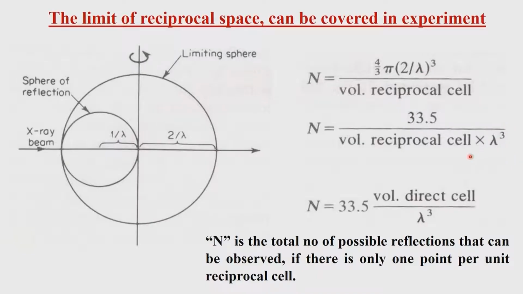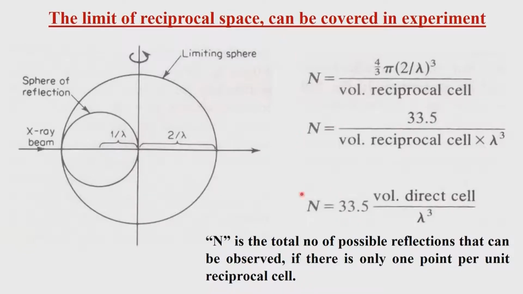So, then we can also rewrite this expression in terms of the direct cell, because we can measure the volume of the direct cell. It does not really matter, but this is 33.5 times the volume of the direct cell divided by lambda cubed. So, n is the total number of possible reflections that can be observed if there is only one point per unit cell, that is of course for a unit reciprocal cell. So, we can calculate the total number of such reflections that can come.